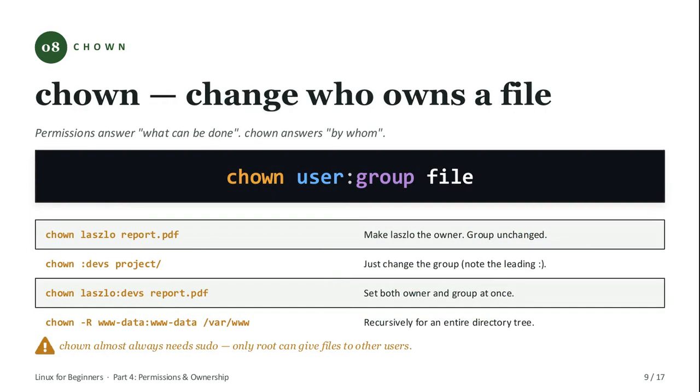Now, permissions tell us what can be done to a file, but chown answers a different question. By whom? The syntax mirrors how we think about it. User, group, then the file. You can change just the owner, just the group by leading with a colon, or both at once. Add -R and it sweeps through an entire directory tree, which is how you'd hand over something like /var/www to the web server's account. One catch worth remembering. chown almost always needs sudo because only root can give a file away to someone else.